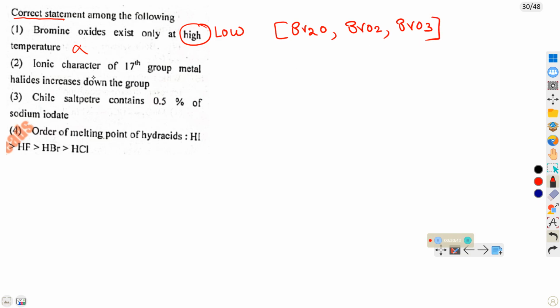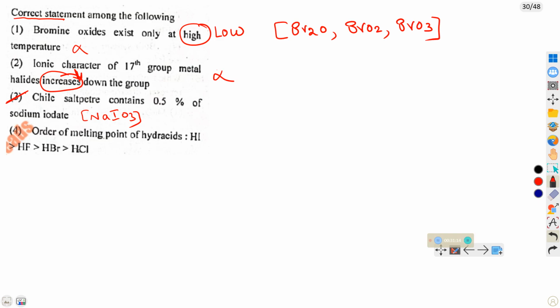Ionic character of 17th group metal halides increases down the group. This is also wrong statement. Not increases, decreases down the group. Chile saltpetre contains 0.5% of sodium iodate, NaIO3. This is correct statement.